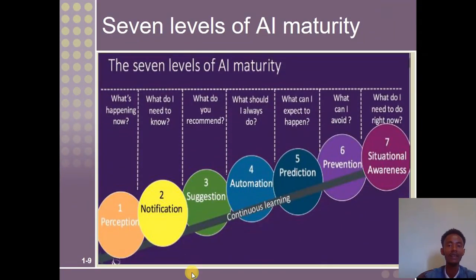So another one is the level of artificial intelligence maturity. So please focus, let's look at this graph carefully. In this graph, there are 7 levels of artificial intelligence maturity. The first level is perception. The second level is notification. The third one is suggestion. The fourth one is automation. The fifth one is prediction. The sixth one is prevention. And the seventh one is situational awareness.